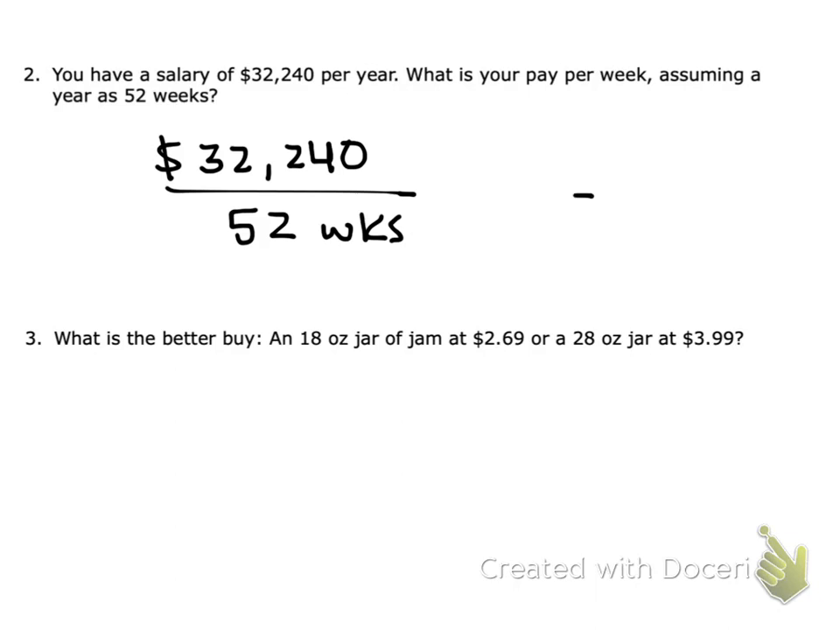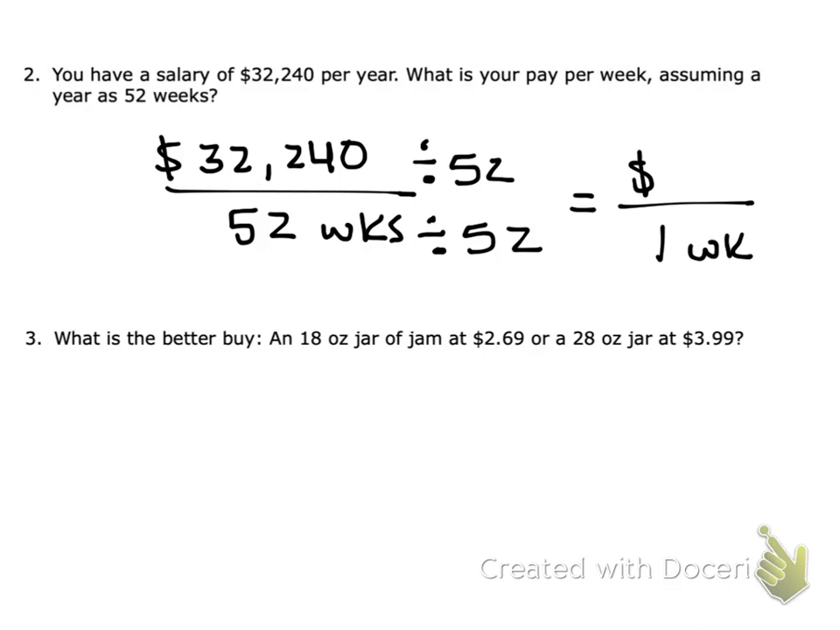Now we want a unit rate of 1 week. So what are we dividing by? 52. So 32,240 divided by 52 is $620 per week.